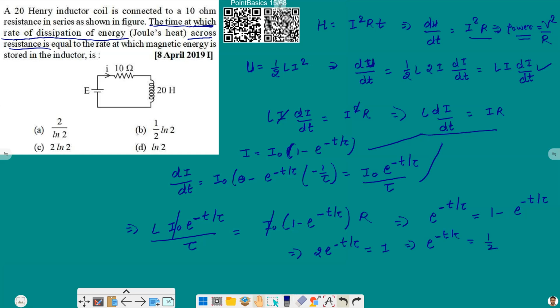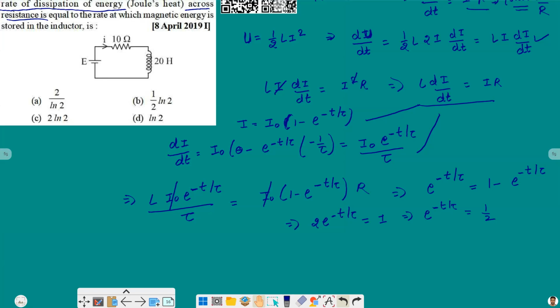Taking the log of both sides, we will get -t/τ is equal to -ln 2, the negative signs get cancelled, and time is equal to τ times ln 2. τ is L by R, L is 20, R is 10, so 2 ln 2, that is option C for us. Let us move to the next one.